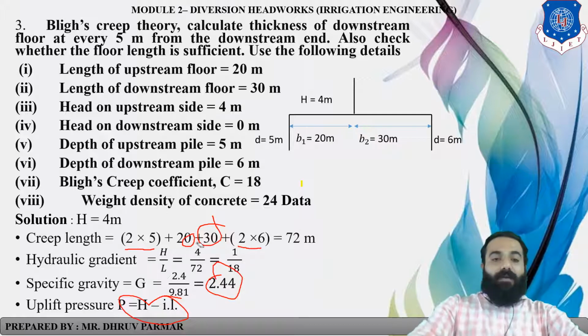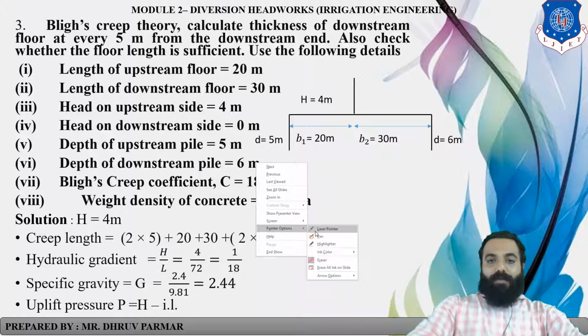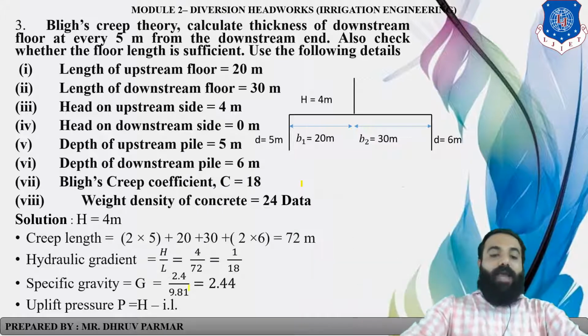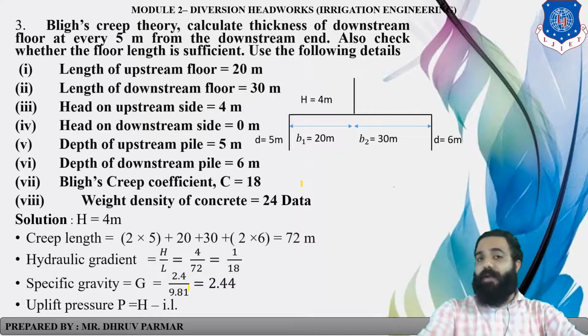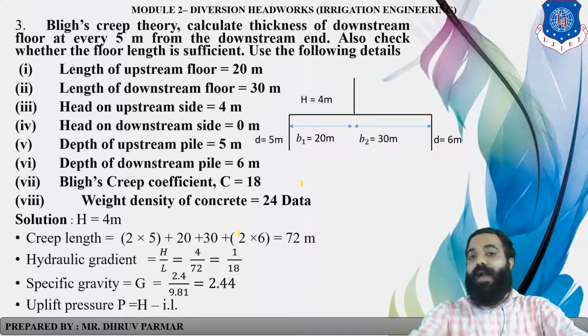So in this section, we calculate different lengths or different thicknesses at every 5 meters from the downstream section. What is the basic formula? P equals H minus I into L. Clear? At every point H is common and I is also common. So what is the change? The change in length, the change in creep length. Clear? So first, at the downstream side at 5 meters.